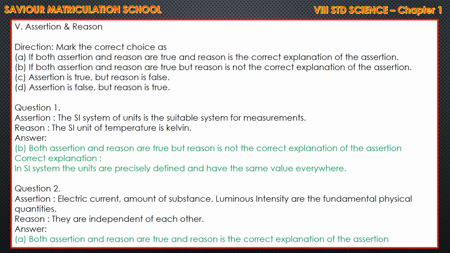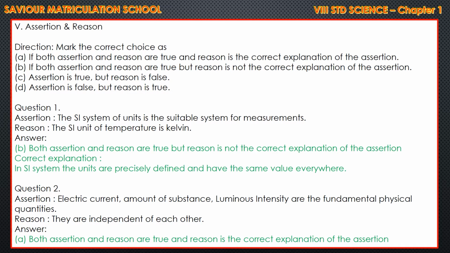First one, assertion: the SI system of units is a suitable system for measurement. Reason: the SI unit of temperature is Kelvin. The answer is option B. Both assertion and reason are true, but reason is not the correct explanation of the assertion. That is enough, you need not write any other explanation. The answer you have to write is both assertion and reason are true, but reason is not the correct explanation of assertion.